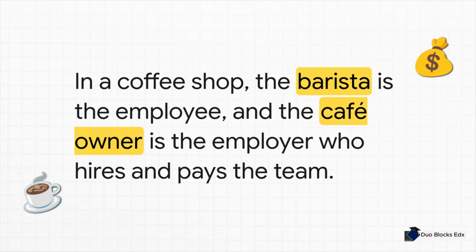A coffee shop is the perfect example, right? The barista is the employee. They're the one making that amazing latte you're sipping on. That's direct value. But the cafe owner is the employer. They're the one who bought the espresso machine, rented the space, hired the team, and makes sure the barista gets paid. See? Both are totally essential.